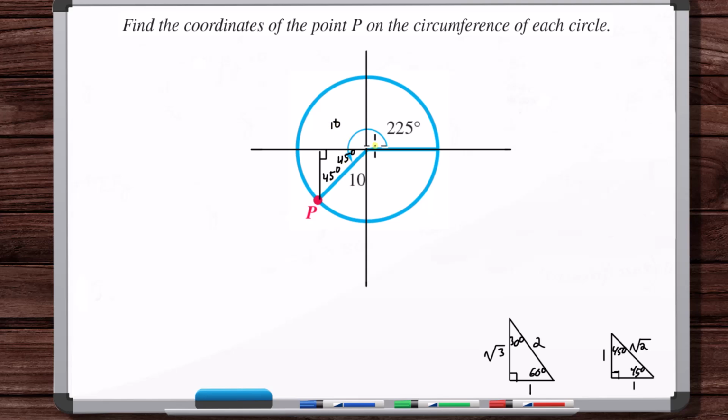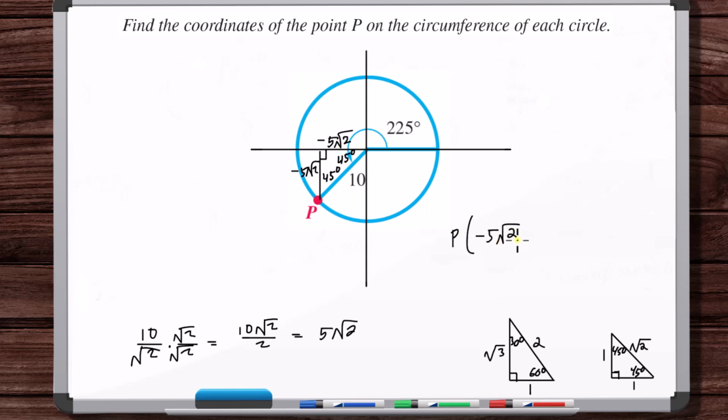But what is 10 divided by root 2? Let's rationalize that. That's 10 root 2 over 2. That's 5 root 2. This is negative, and this is also negative. So the coordinates of point P are minus 5 root 2, minus 5 root 2.